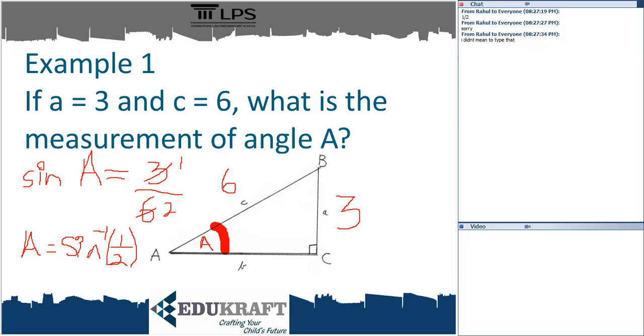Can I have the answer quickly? What is the final answer? What is the value of the angle A? Sine inverse of half. What is the value of the angle A?